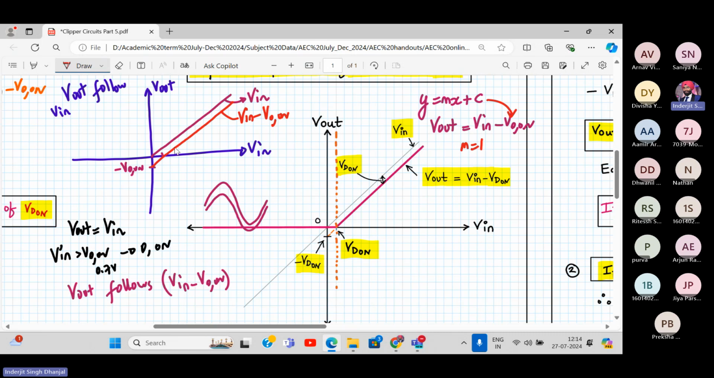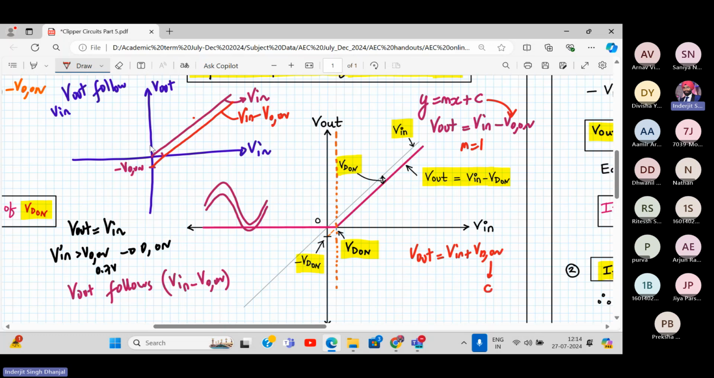So if I take a line and draw it parallel to this, this is exactly parallel, but this is V in, so this will be V in minus VD on. If I have to draw V out equal to V in plus VD on, then how would I have plotted it? Anyone? Where is my y-intercept? The y-intercept c will be plus VD on.